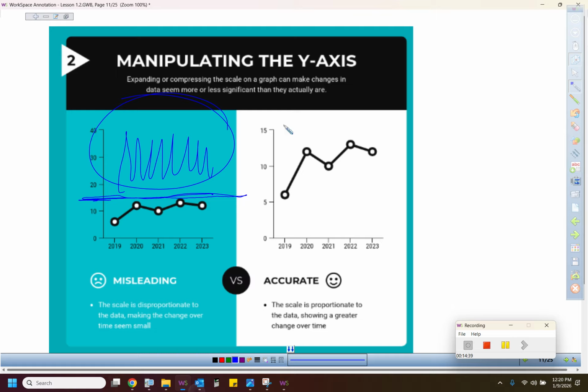What they did instead, the proper way, is to space it out so the y-axis goes up as high as you need it to go, and then the peaks and valleys of this graph look a whole lot more accurate because you don't have a lot of wasted space up here. So manipulating the y-axis is how they can make a graph be bad.